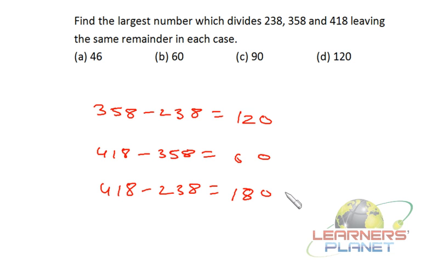Now we have to find out the HCF of all these three numbers. So it can be nothing else than 60. So 60 will be the right choice. Friends, that means if you divide 238, 358 and 418 by 60, you will get the same remainder in each case. I hope you are clear with the procedure.